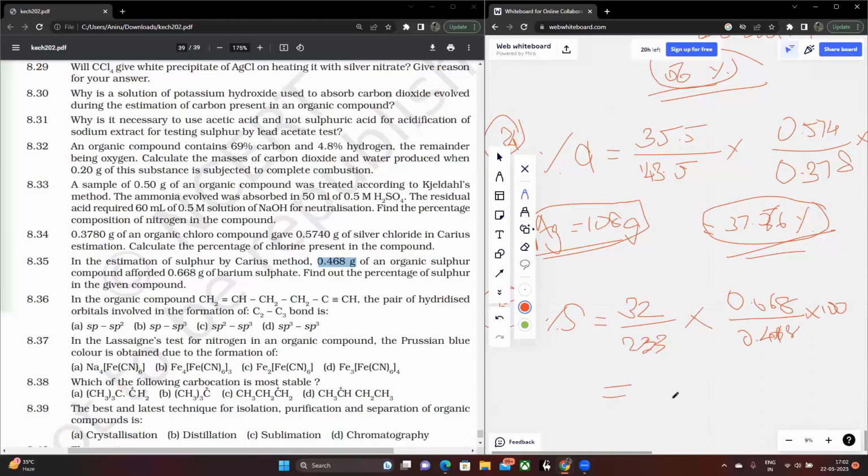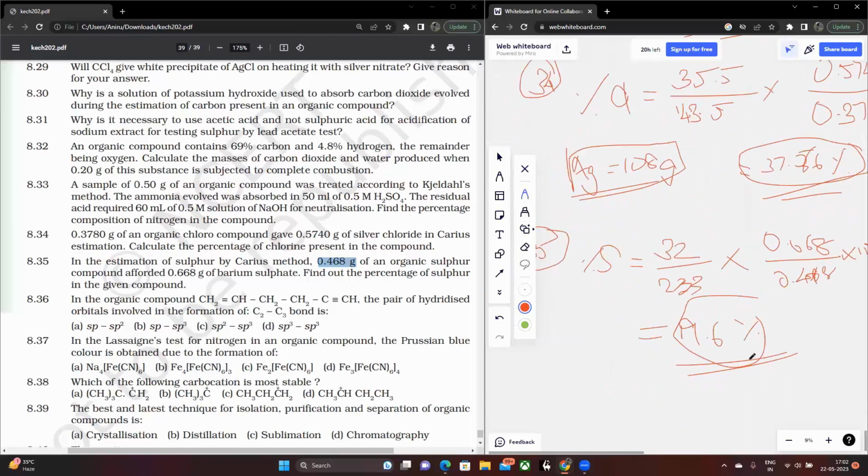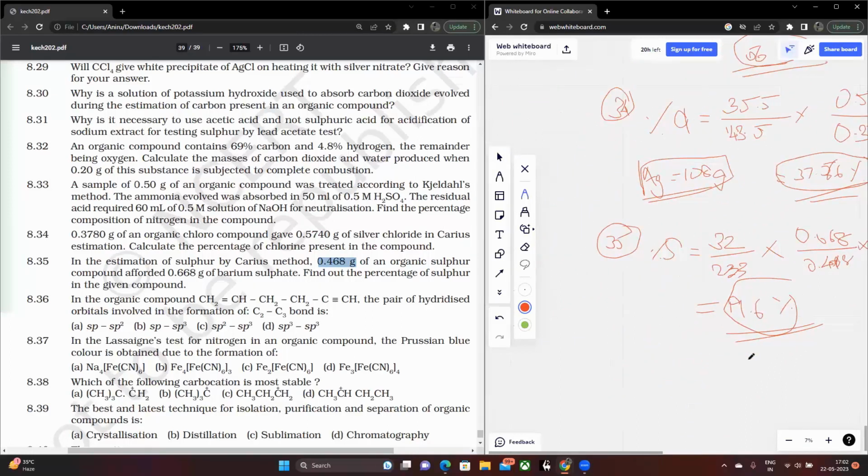Which is basically 19.6, right? Again, this is a direct formula. Give me a moment. Onto question number 36, right?